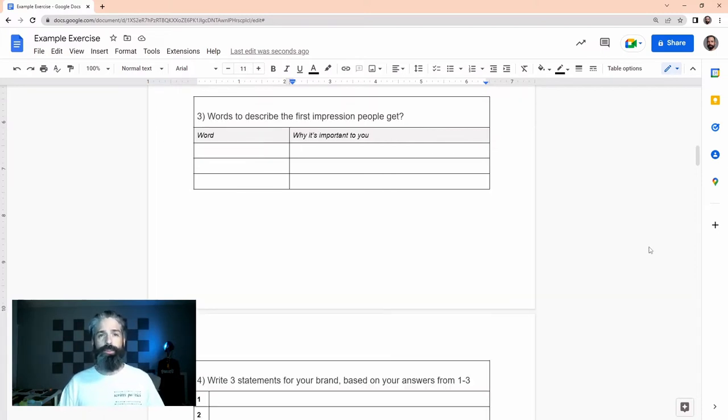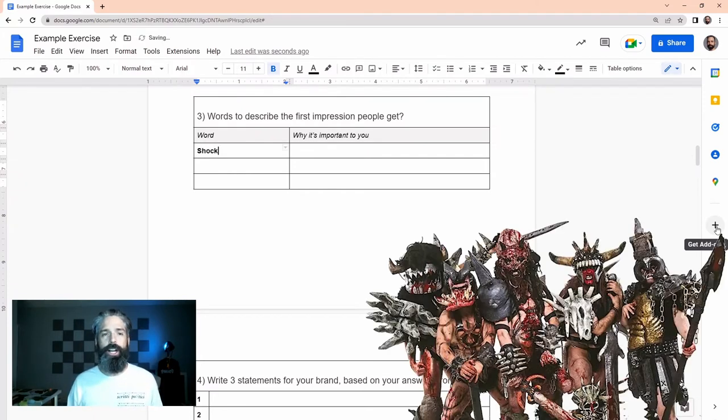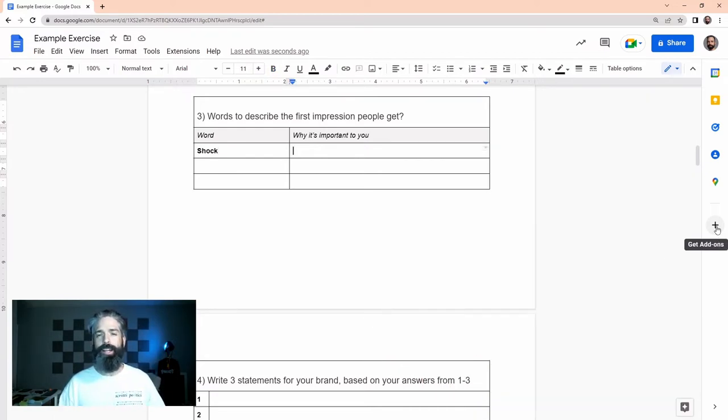Section number three is pretty straightforward. What word do you want to describe the first impression people get when they see you in your content? As an example, if I were a rock and roll band like GWAR, I might say shock. And that's important to me because I want to create a visceral reaction when people see and hear my band play.